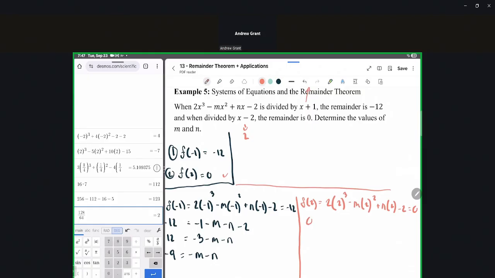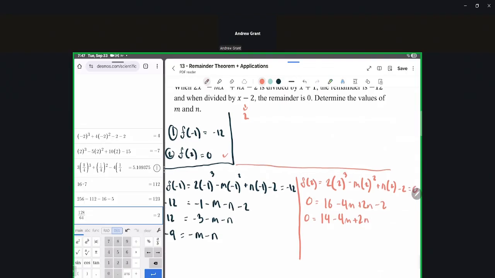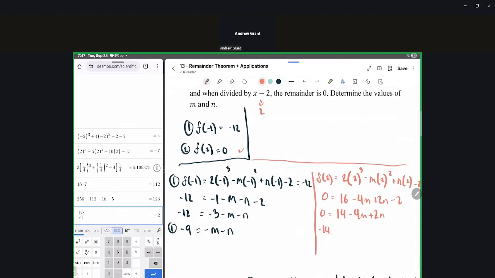2 times 2 to the power of 3 is just going to be 16, minus 2 squared is 4, so it'll be minus 4m. n times 2 is 2n, minus 2. 16 minus 2 is 14. So this will be 0 is equal to 14 minus 4m plus 2n. And then move the 14 over. And so we have here negative 14 is equal to negative 4m plus 2n.